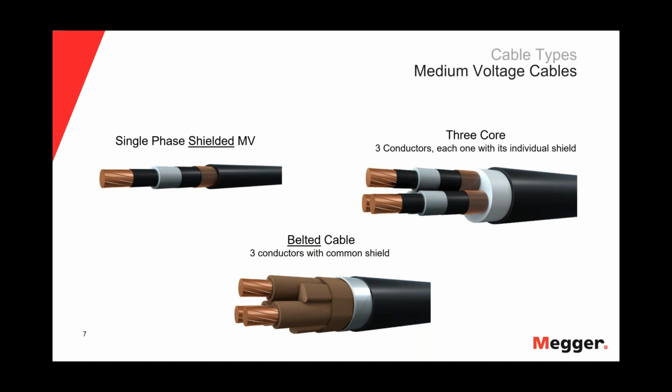These medium voltage cables come in different construction types. We just talked about the single phase shielded medium voltage cable, but you could also have a 3-core conductor where one cable has 3 conductors in it, and each of those individual conductors has its own shield. If you look down at the bottom of the screen, you'll see a belted cable. It looks similar to the 3-core. We have 3 conductors, but there's only a single common shield. When Henning goes into his presentation, he'll probably dive into more detail on these different construction types.